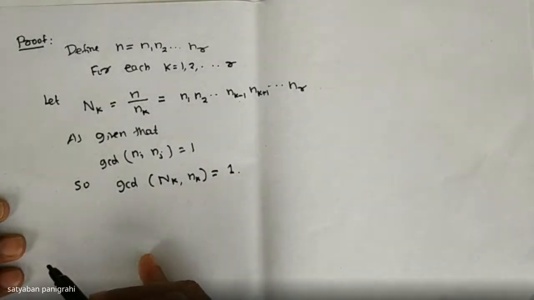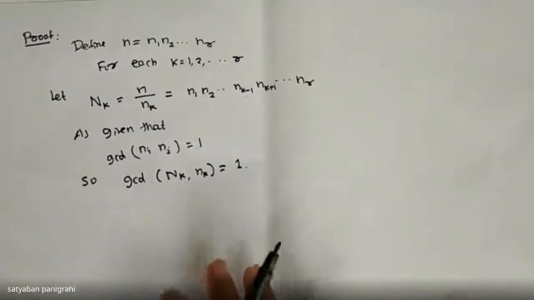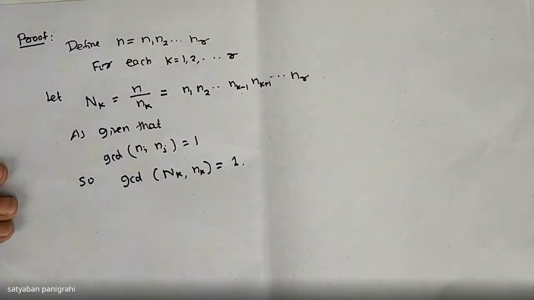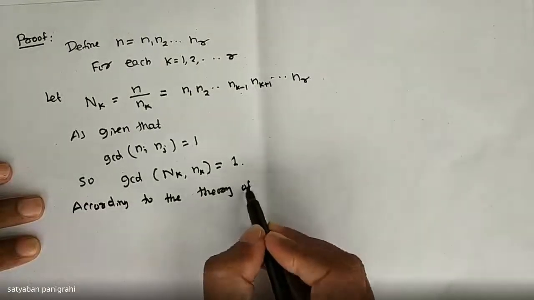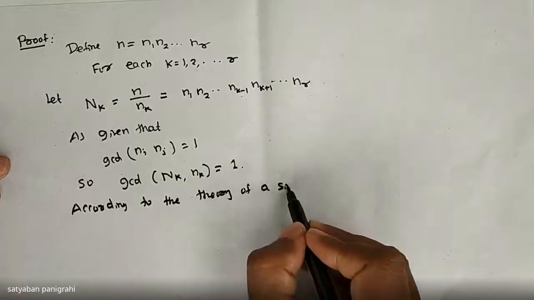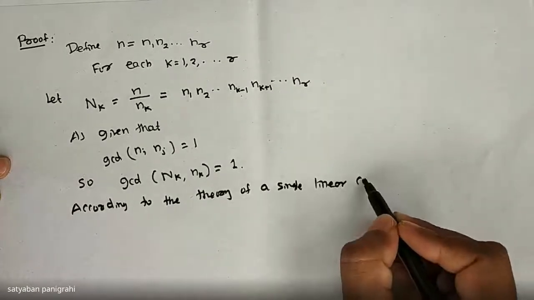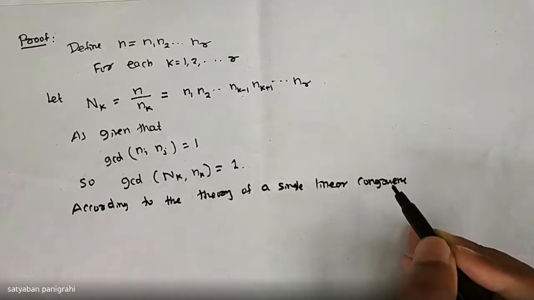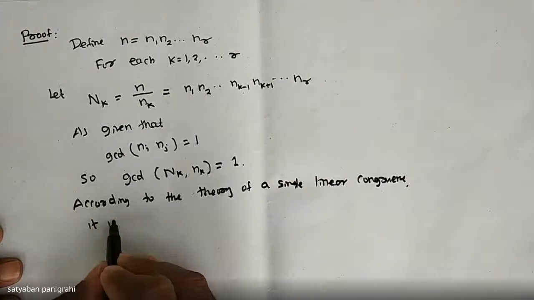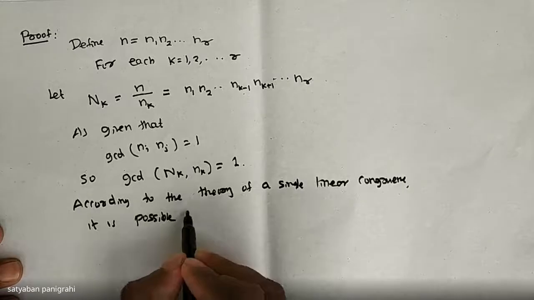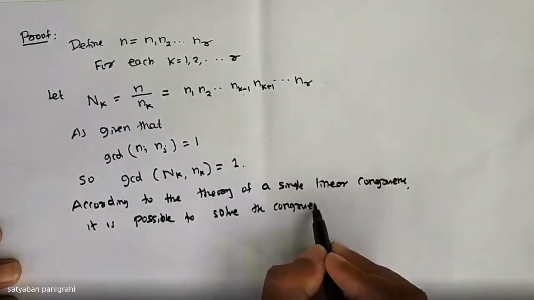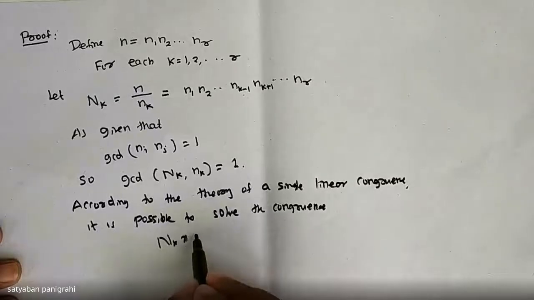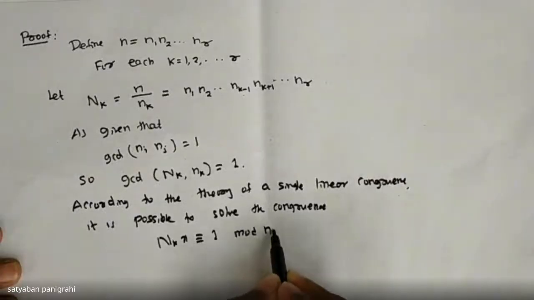Now, we know according to the theory of a single linear congruence, it is possible to solve the congruence nk·x ≡ 1 mod Nk.